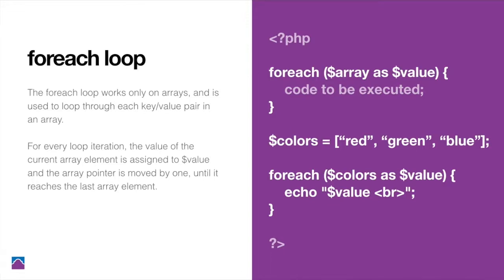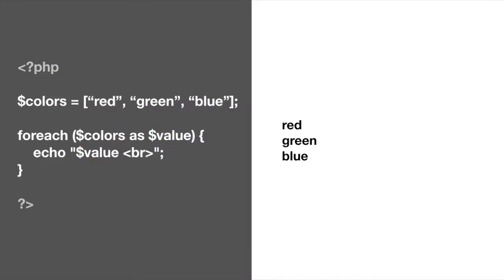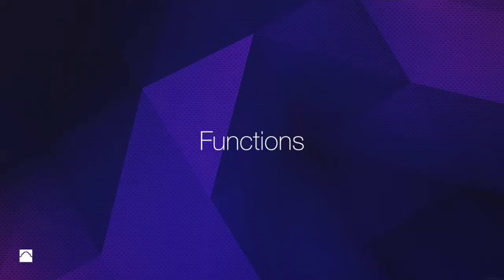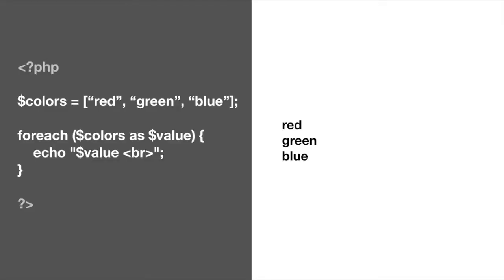So that's just another example of it outputting the same example as earlier. Red, green, blue. And I'm going to jump into functions, but how are we looking on loops? So far, so good?